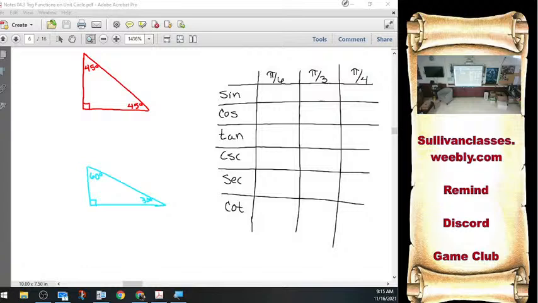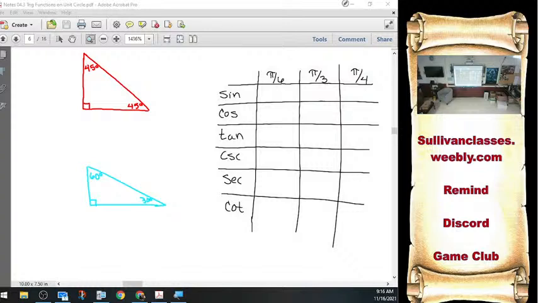Wait, let's check this. You can always do Pythagorean to find them. Yes. So it's literally the same thing that we did before? Yeah. Okay, that's cool. I'm just gonna try my little table. Cosine is adjacent over hypotenuse.